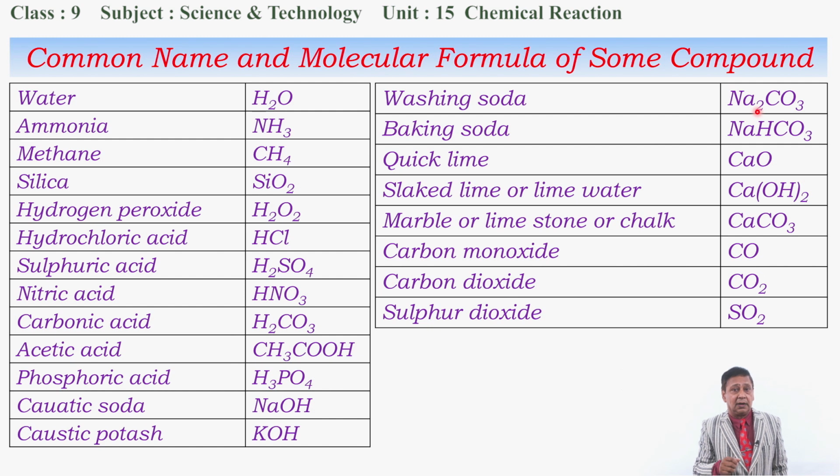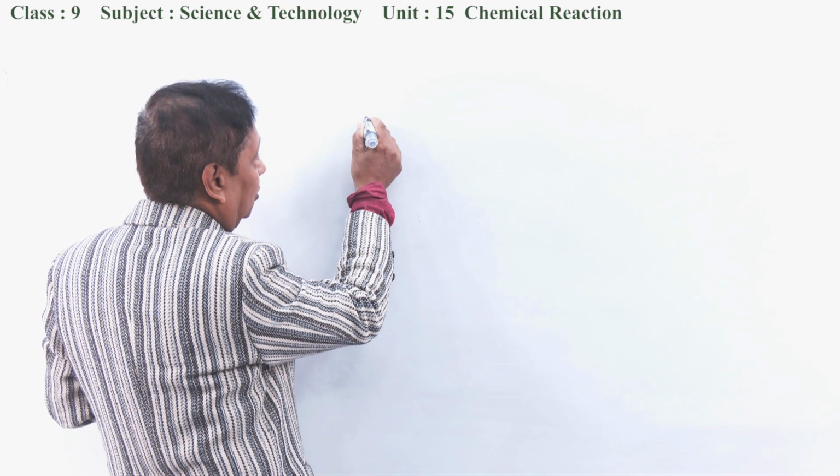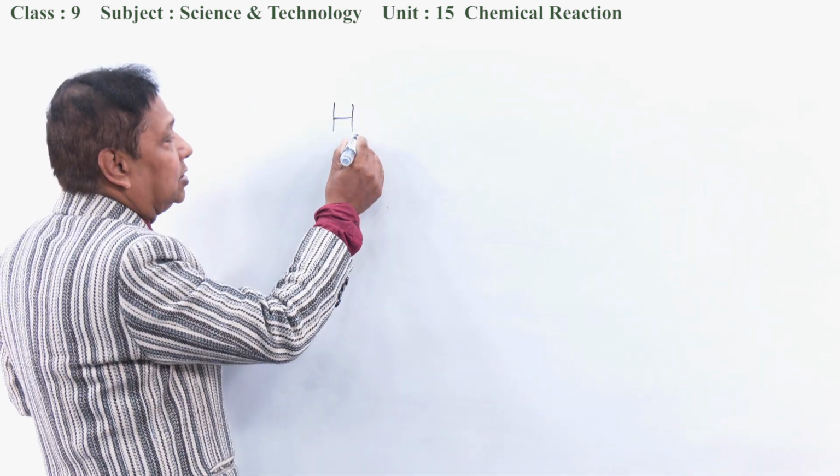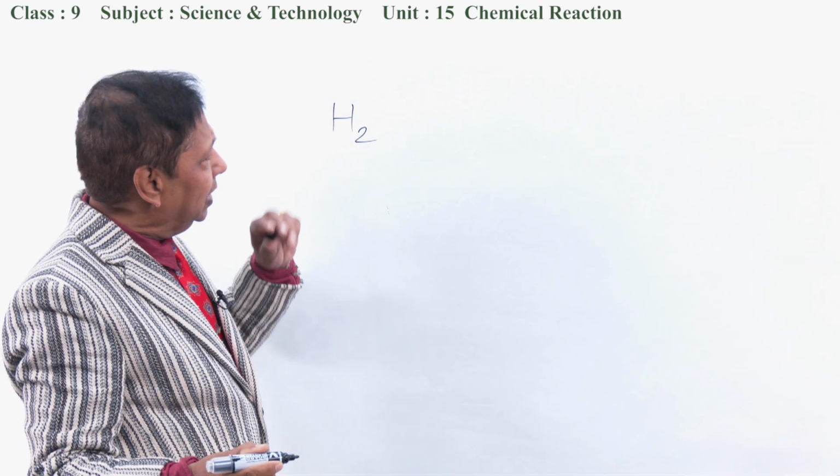Don't think that only compounds are represented by molecular formula, but some of the elements are also represented by molecular formula. What are they? All the elements? No. Few elements. Wherever they are produced at a certain place, 2 atoms of that element combine with each other to form a molecule. For example, wherever hydrogen is produced, 2 atoms of hydrogen combine to form a molecule of hydrogen.